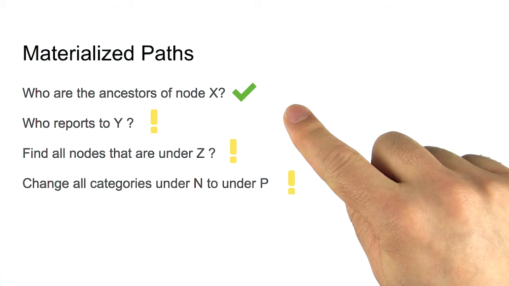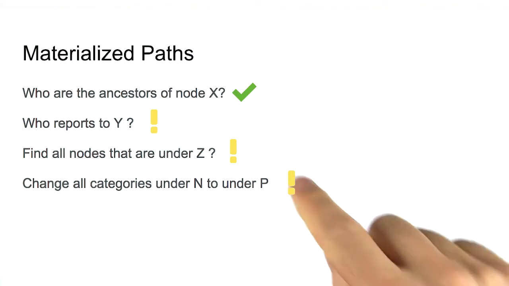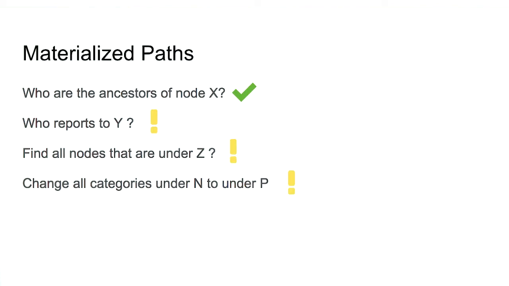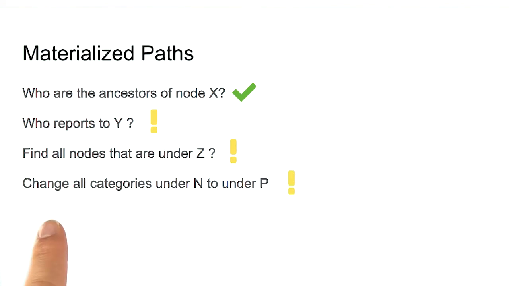For the question, who reports to Y, this is a simple query but potentially not very efficient. Even relying on a single field, the index will not be used if we do not ask for the full branch matching path from root. Finding all nodes that are under Z suffers from the same problem as who reports to Y. And finally, moving nodes around might be quite challenging depending on the node that we are moving and the reports to that subsequent node in the hierarchy chain.